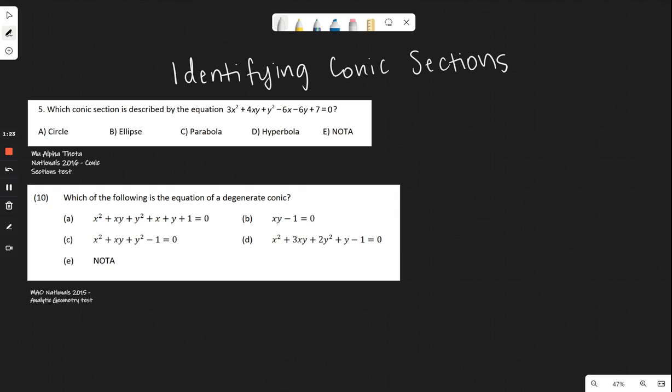So first, let's look at question 10, actually. And the way you find whether a conic is degenerate is whether the determinant of the matrix that you can form with its coefficients is 0. And that's not too bad to remember. The matrix is a little weird, but it's not too bad.